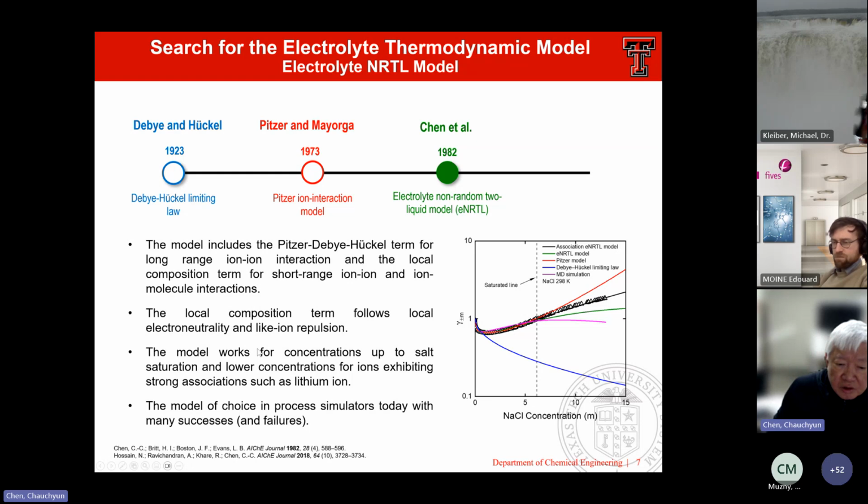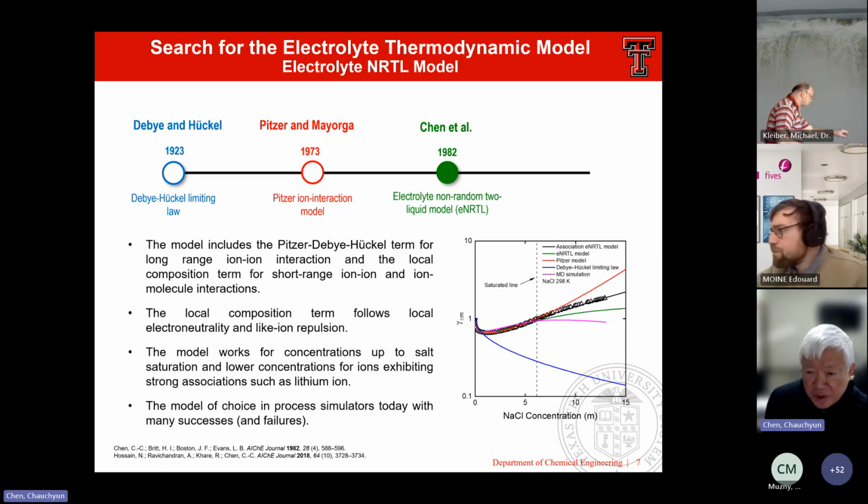But the model does not work well for ions exhibiting strong associations such as lithium ion. And looking at the sodium chloride again, the NRTL is shown in the green line here. It captured the data up to 6 molar. Beyond that, it deviates. Again, that's because sodium ion also exhibits association behavior.